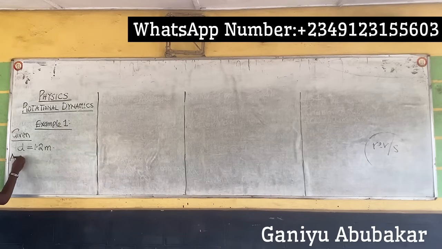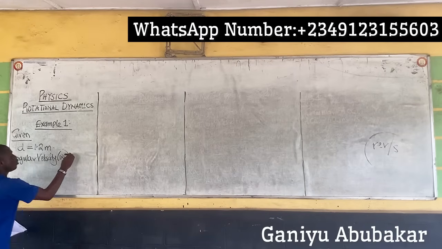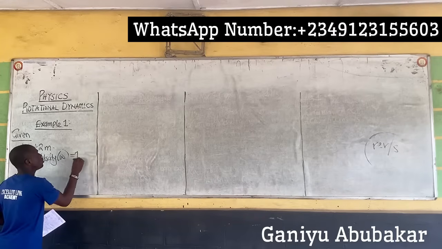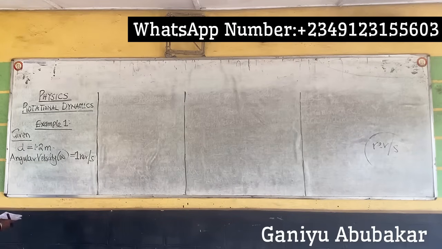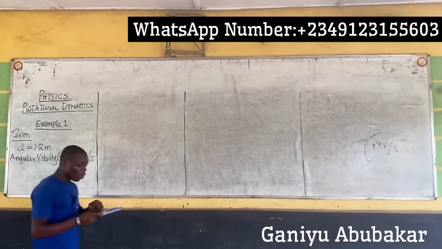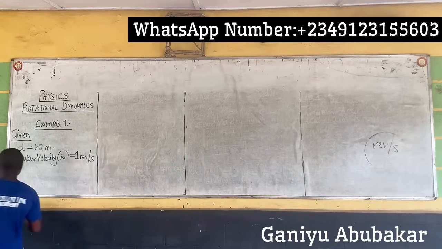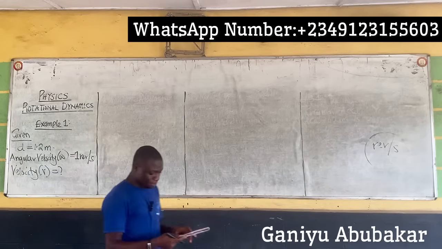So angular velocity, that's your omega, is equal to 1 revolution per second. Next task, it says calculate the velocity of the wheel. So find V, calculate velocity. So velocity, that's V of the wheel, is unknown. All right.